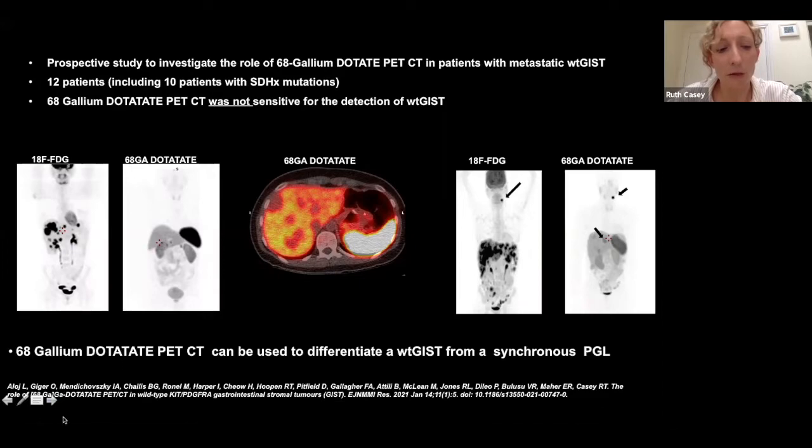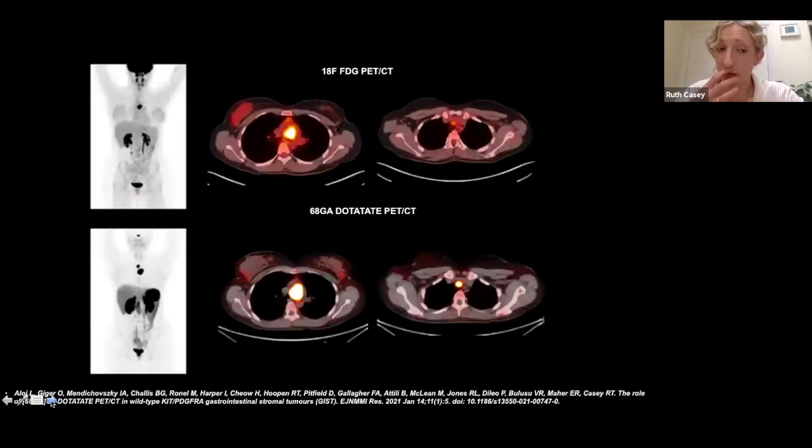But basically, we concluded from this study that dotatate PET-CT can be used and is likely to be helpful to differentiate a GIST from a synchronous paraganglioma, because we'd expect dotatate avidity in a paraganglioma, but not in a GIST. So going back to our original patient then, she went on to have a dotatate PET-CT, which, as you can see, the mediastinal mass was very avid. We actually picked up also a nearby lymph node, and she underwent surgical excision, and histology confirmed that this was indeed a primary metastatic paraganglioma, not recurrence of her GIST.